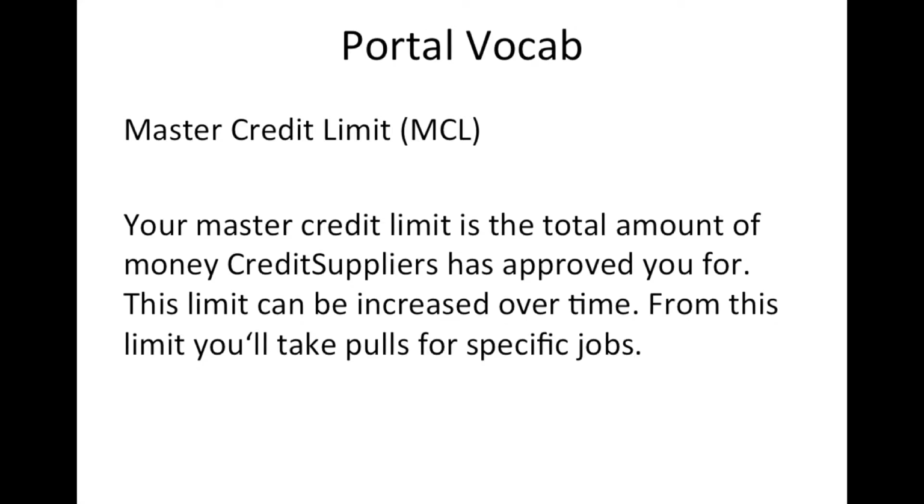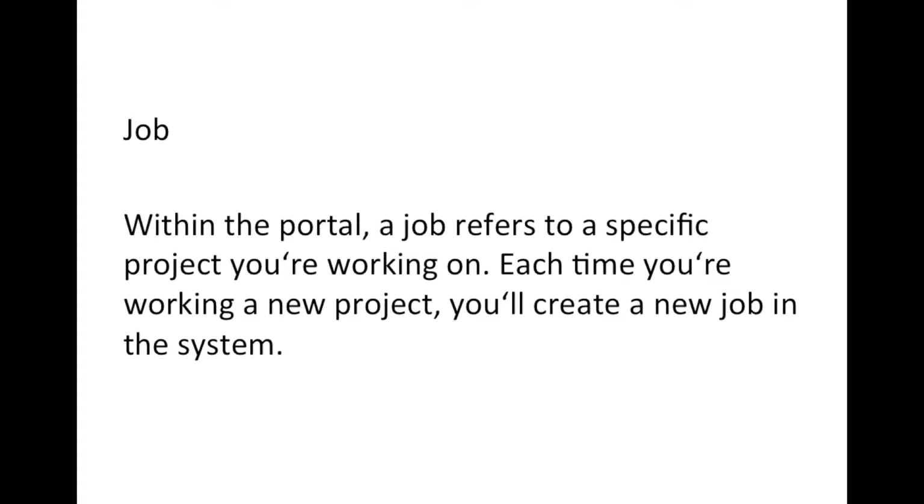So, a job in our system refers to the specific project that you're working on. Each time you start a new project, you'll want to create a new job in our system. This is basically how we can divide out your master credit limit to all these different jobs. That way, when you're working on more than one job at once, you can keep everything organized and you never go over your master credit limit.